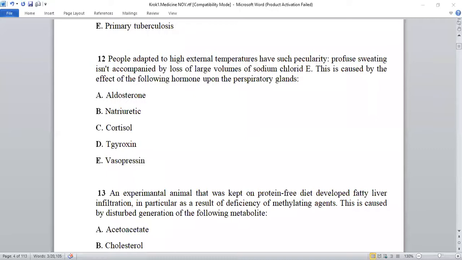Okay. People adapted to high external temperatures have such a peculiarity. Profuse sweating isn't accompanied by loss of large volumes of sodium chloride. This is caused by the effect of the following hormone upon the perspiratory glands.